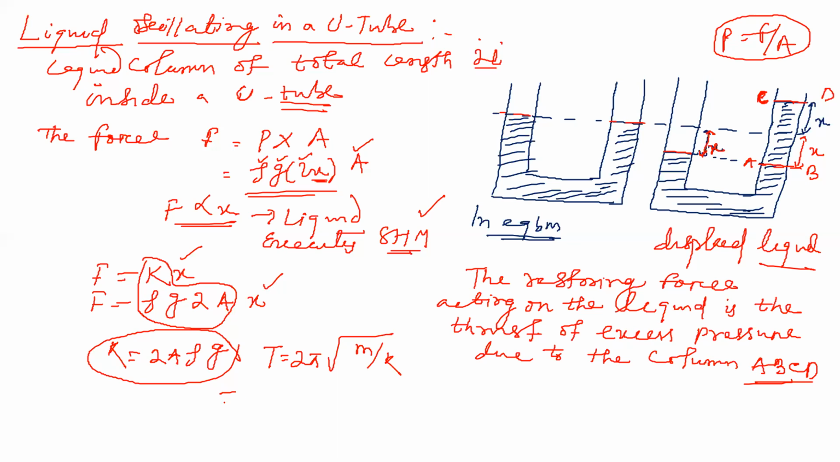So T is equal to 2 pi root under M by K. In place of M, you put M. In place of K, you put 2A rho G. Correct? 2A rho G. Yes or no?